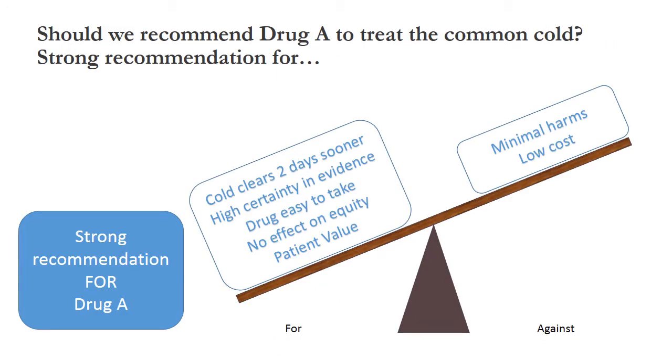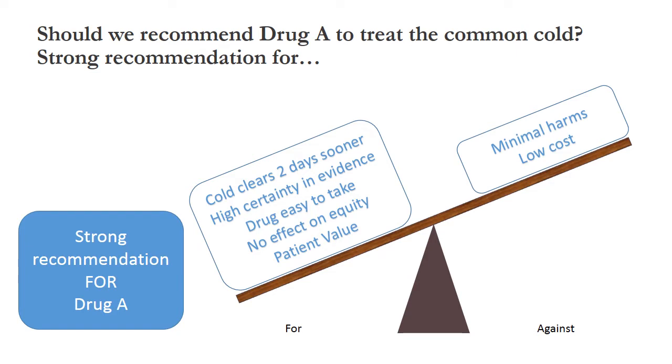Let's consider a hypothetical example where we consider whether to recommend drug A to treat the common cold or not. The panel would consider all of the factors, such as benefits and harms, such as reducing how long a cold lasts, or harms such as other side effects, the burden of taking the drug, the effect on equity, and how much people value the outcomes, and the costs.